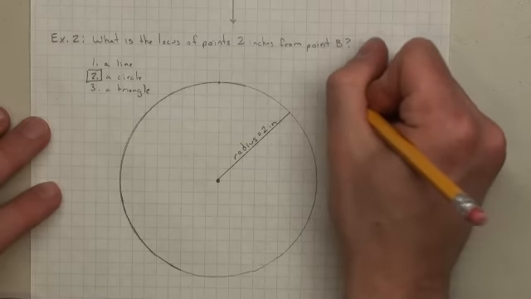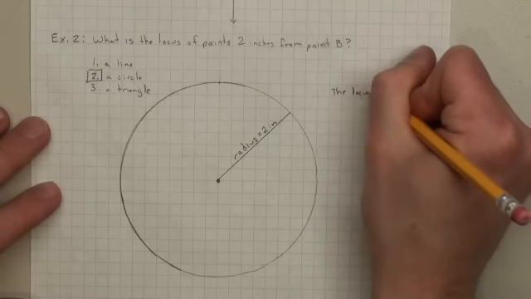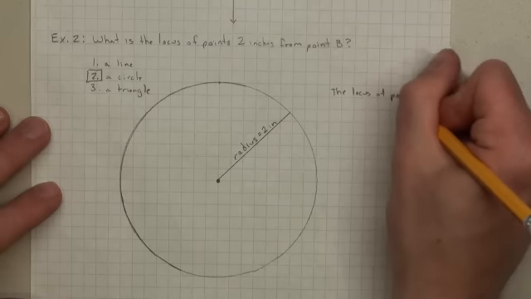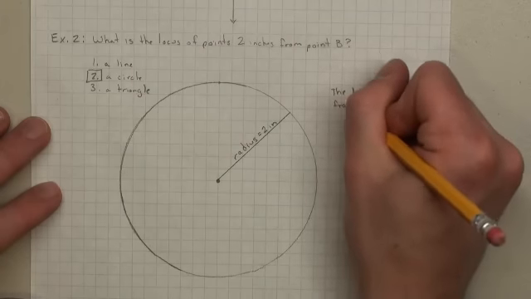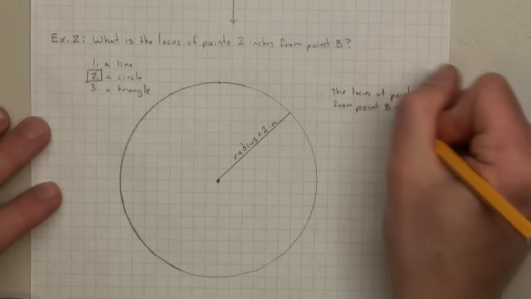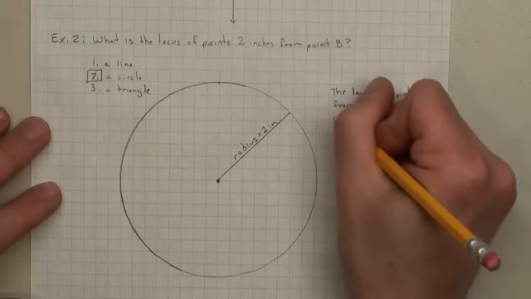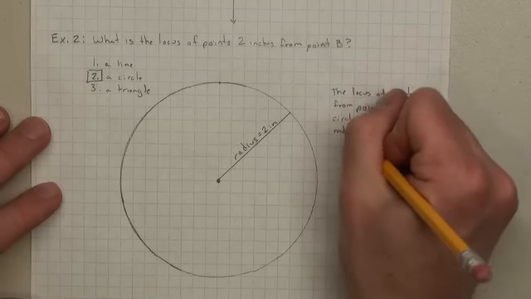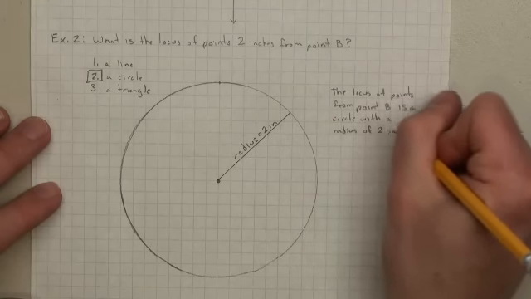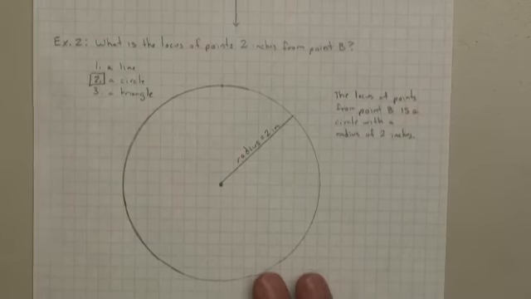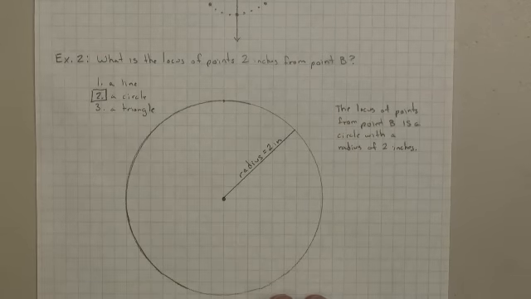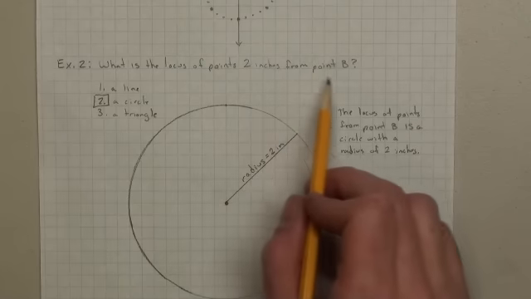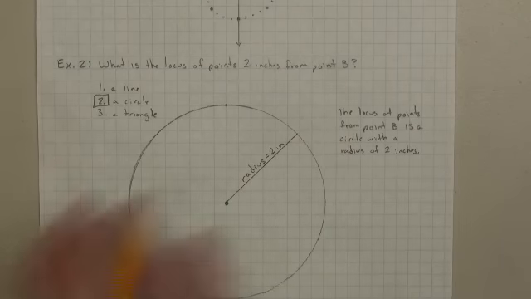Let's write this out. The locus of points 2 inches from point B is a circle with a radius of 2 inches. So whenever you're talking about a locus of points 2 inches away or some distance away from a point, it's always a circle. Alright, let's turn this over. Let's see example 3.